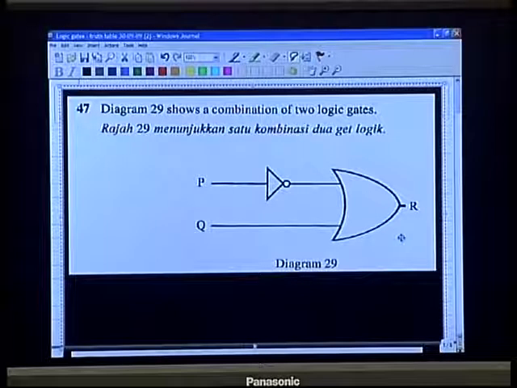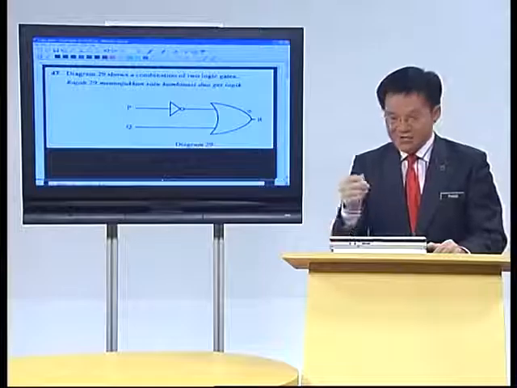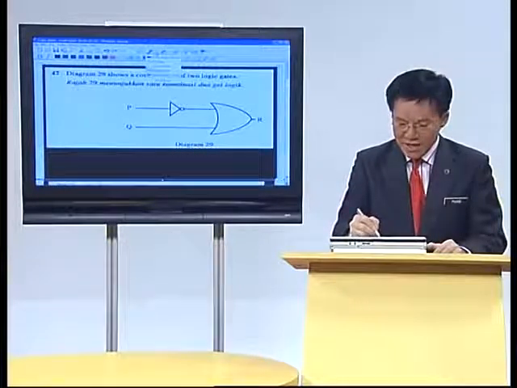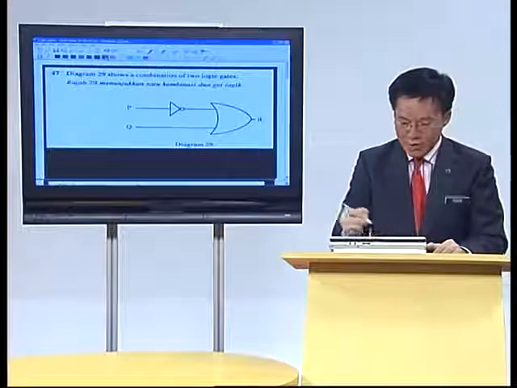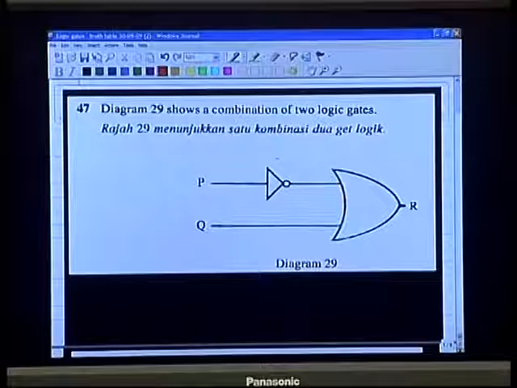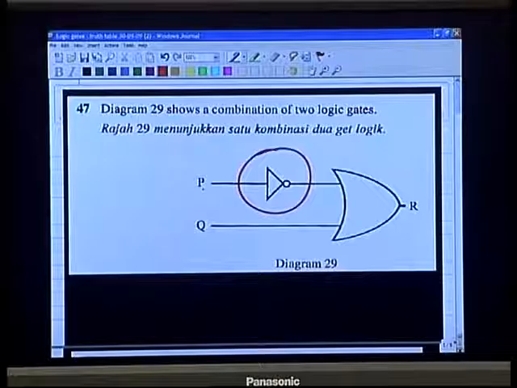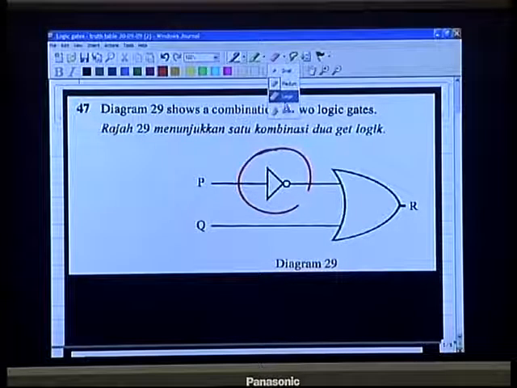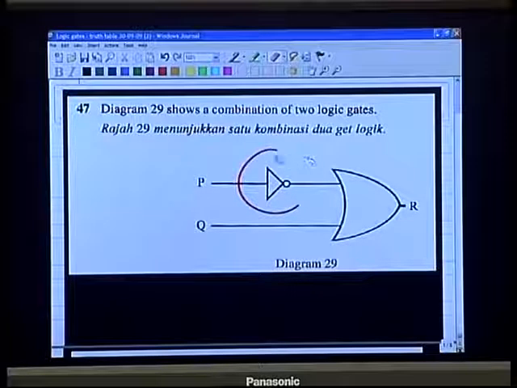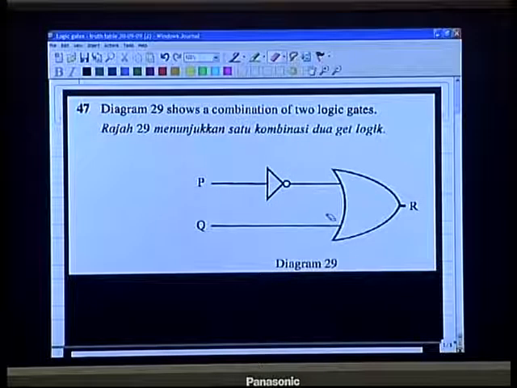Firstly, what are the names of these two logic gates? Just a bit of revision. It's good to know it, and it's important for you to know it. The first one, from P. What is this logic gate? It's good for you to write down and remember and do revision. This is the NOT gate. So it's good to just write down: this is the NOT gate.